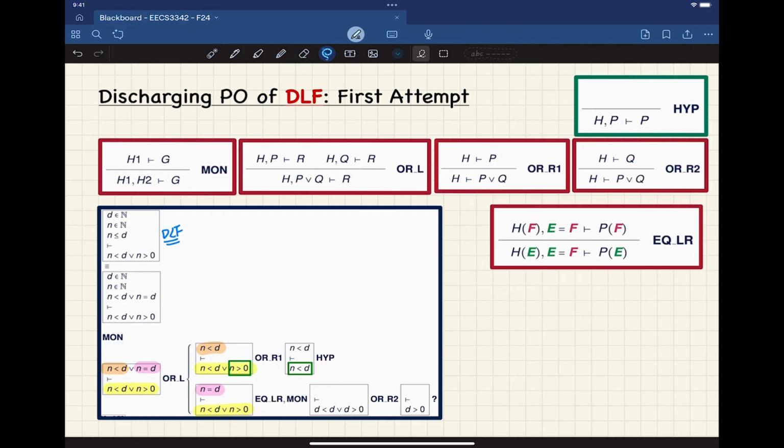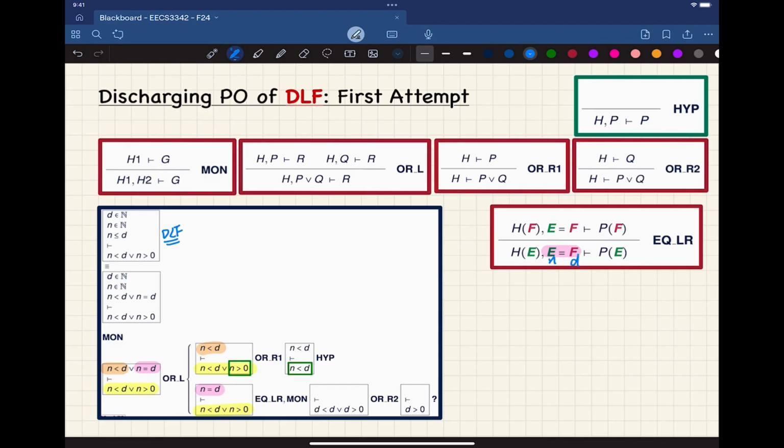If I try to apply EQLR on this one here, you can see N equals D corresponds to E equals F. You've got to identify which one is the left and which one is the right. N here is the E, D here is the F. Let me write a little bit better. N is here, and D is over here.